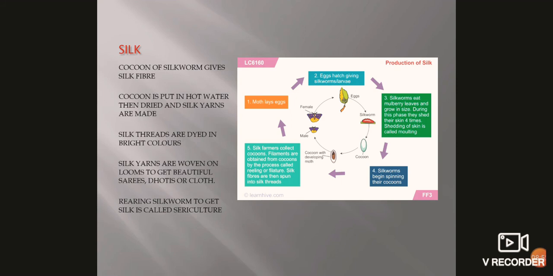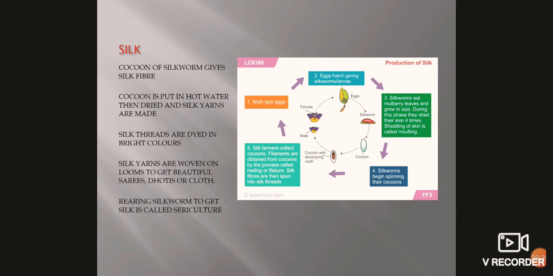The next important fiber is silk. It is again an animal fiber which we get from the cocoons of the silkworm. In your earlier classes, you must have read the life cycle of a butterfly. The silkworm also undergoes a similar life cycle. The adult worm lays eggs. From the eggs hatch the larva or the caterpillar, which feeds on the mulberry leaves and then forms a cocoon. The cocoon is the one which actually gives us silk.